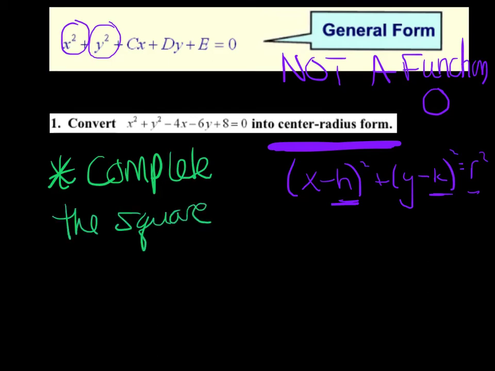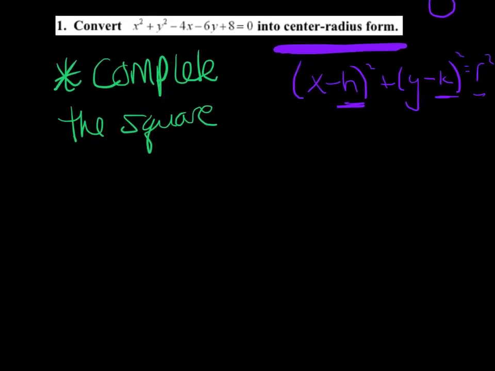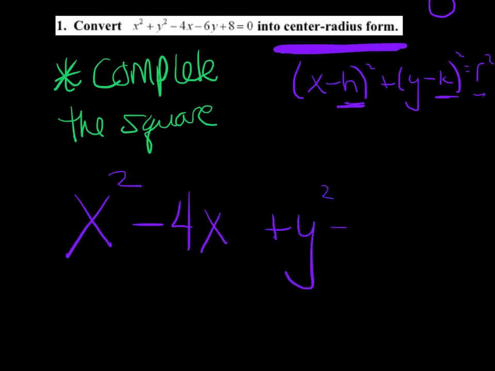So I'll walk you through step by step on the first one, and then I'll give you one to try on your own. So watch how I just reorder them. I'm going to put the x terms together, so I'm going to go x squared, then minus 4x, and then I have a positive y squared and a minus 6y plus 8 equals 0.